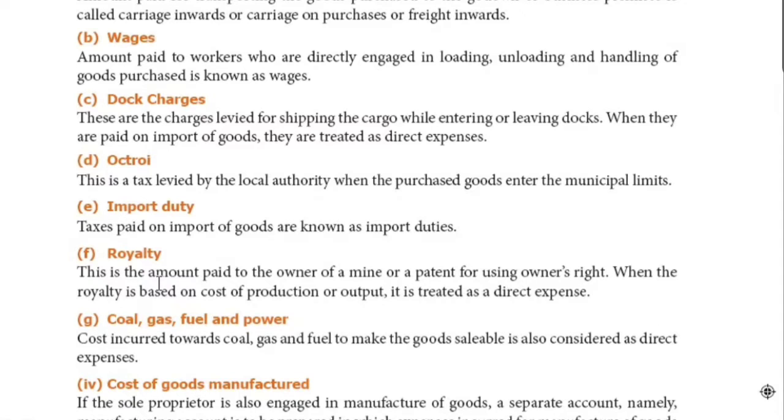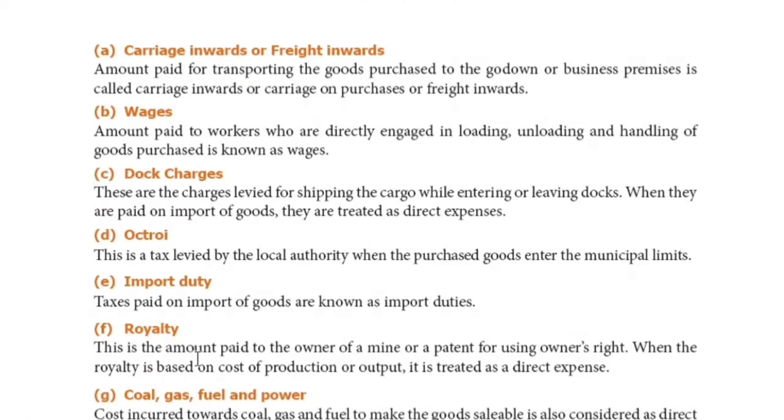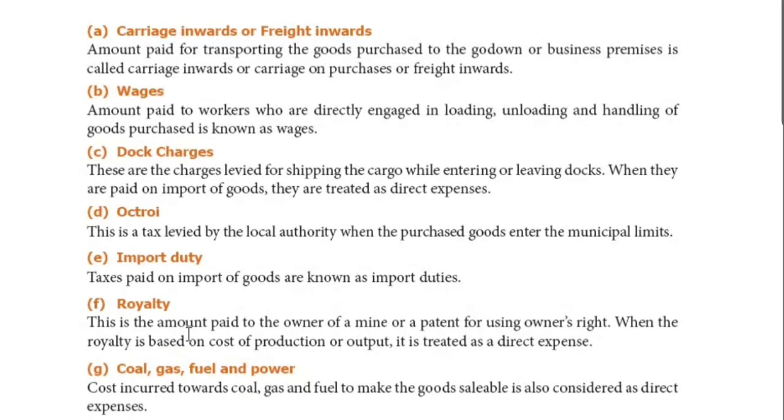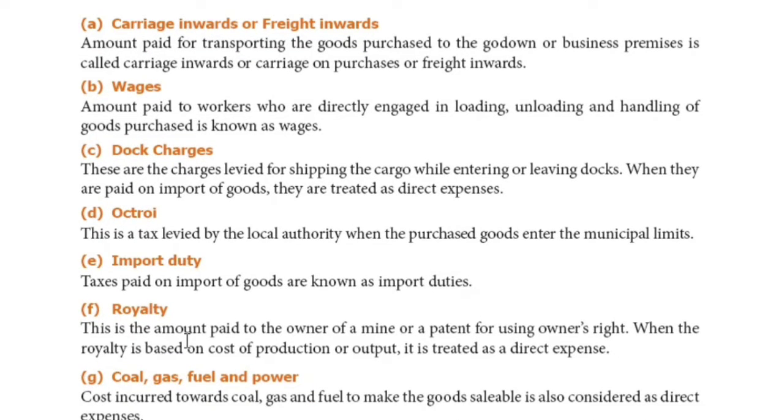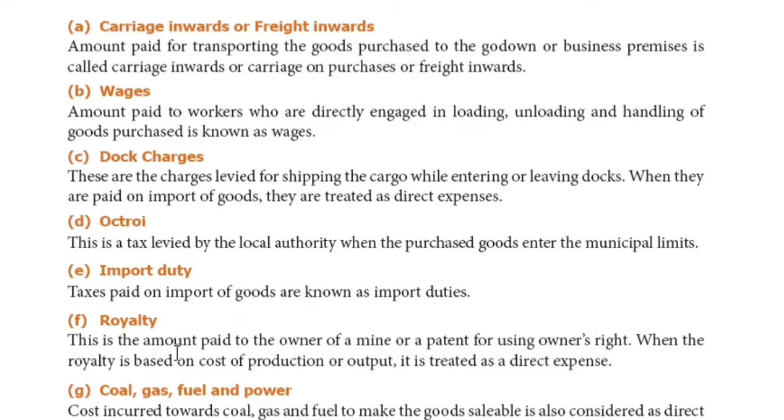First is carriage inwards or freight inwards. Inwards only will come. Outwards will not come in a trading account except for return inwards and return outwards. When you do a purchase return, whatever you purchased, you are returning it. That means whatever you had is going out. Return outwards. So purchase return means return outwards.